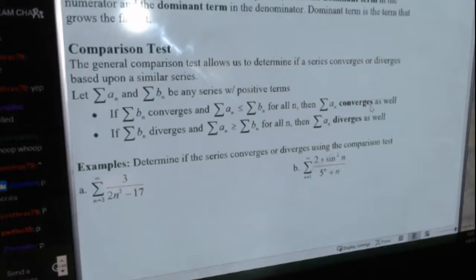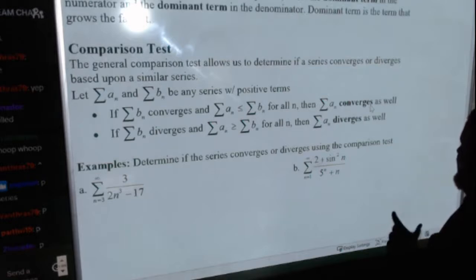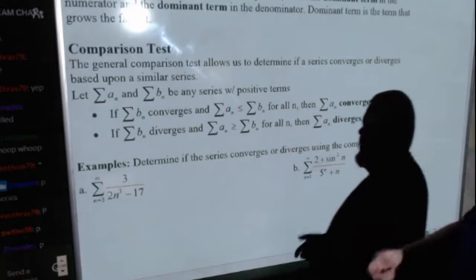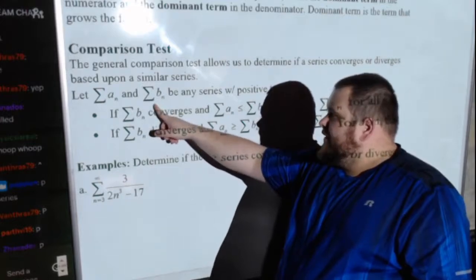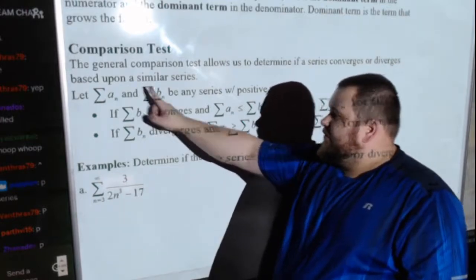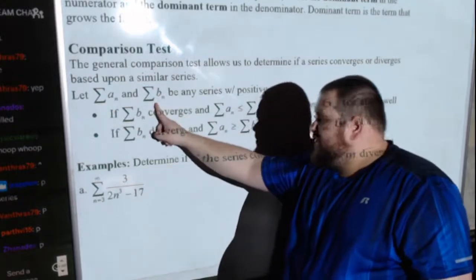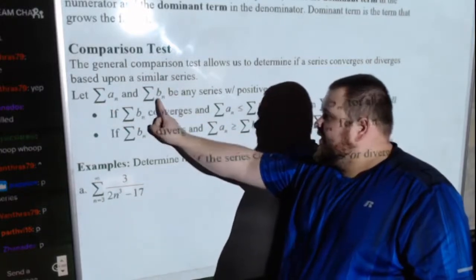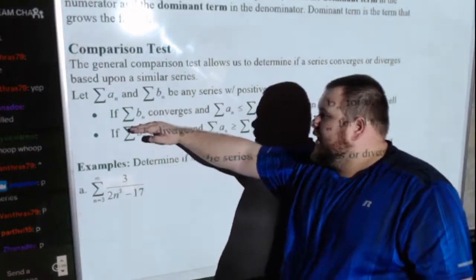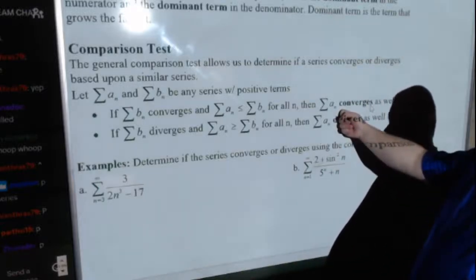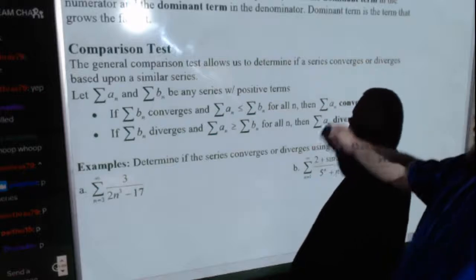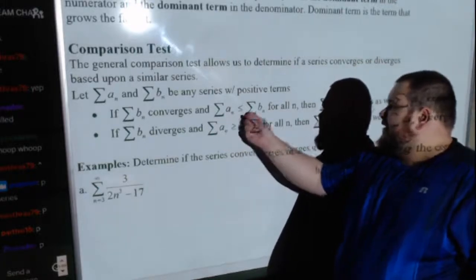Now, the comparison test has two sets of rules. Or there are two bullets, but each bullet point has two parts. We're given a sum of some a sub n. We create the sum that is b sub n. So we're given this one, and we make this one on our own. If we show that the sum of b sub n converges, we can't just automatically say a sub n converges. We have to also show that this summation is less than or equal to that summation.